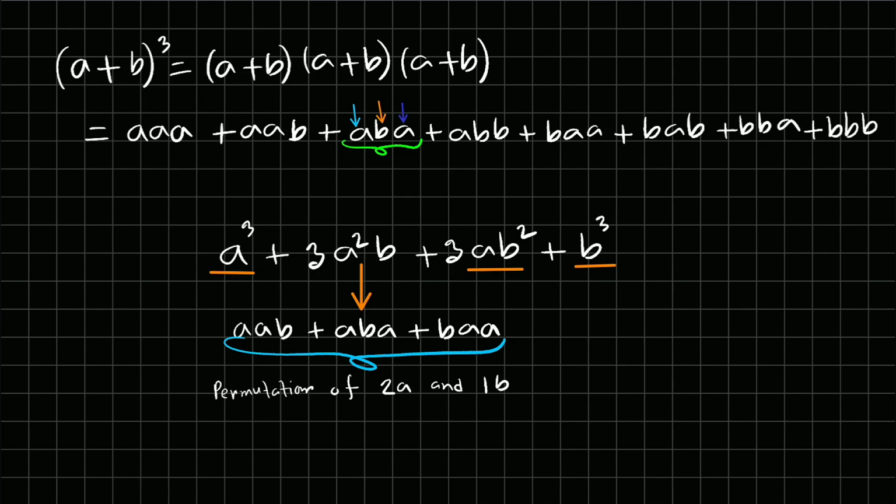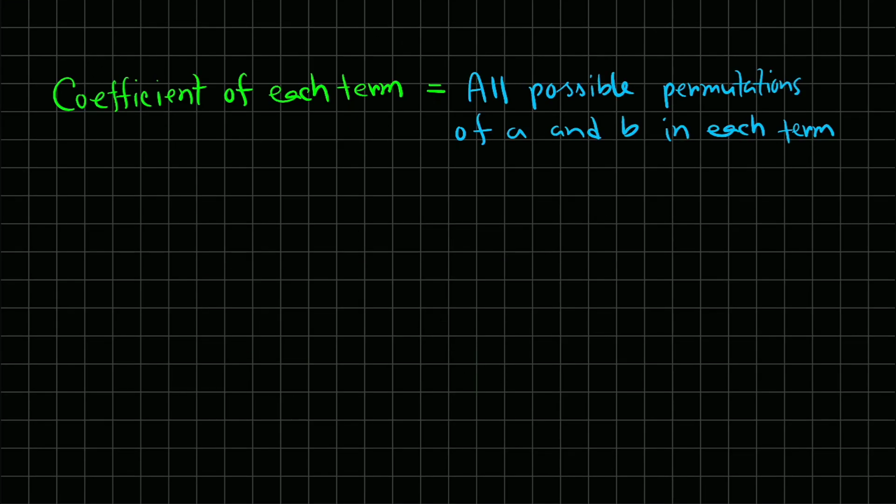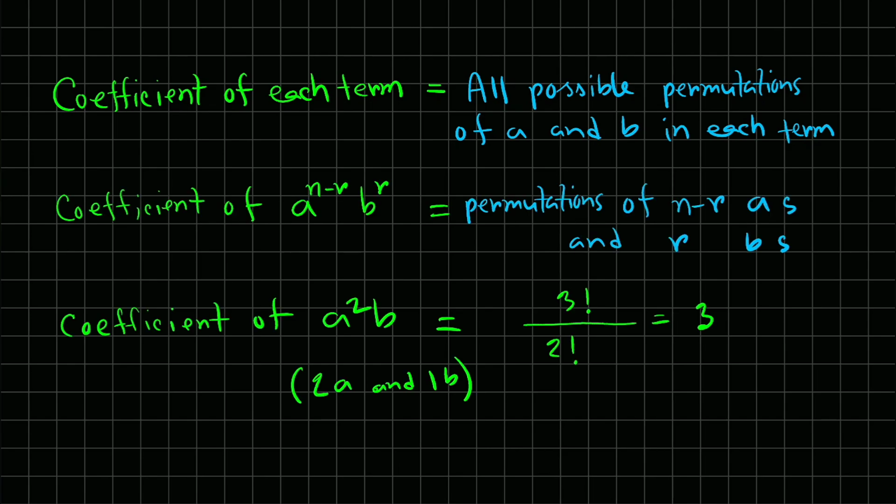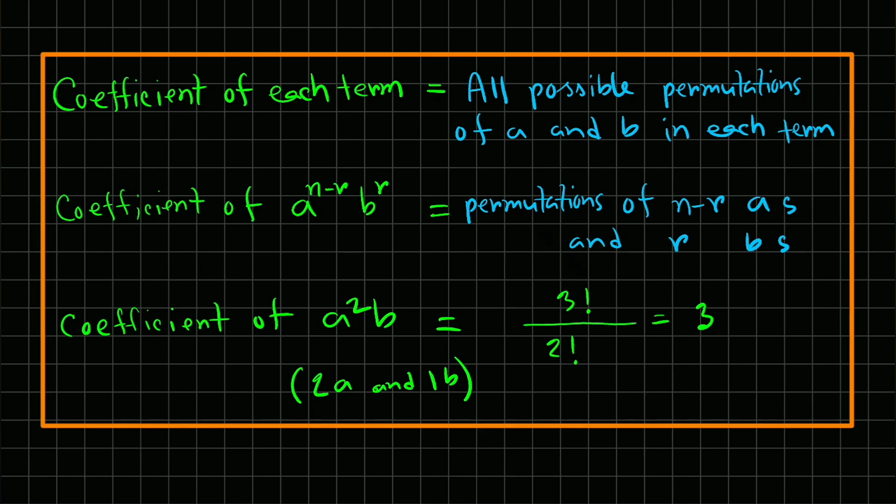The general idea here, which is the core idea in understanding the binomial theorem, is that the coefficient of each of the terms in the binomial expansion is equal to all the possible permutations of a and b in each of the terms. I want you to take some time and make sure that you understand this idea properly. Let's try to see this idea now for (a plus b) whole power n.